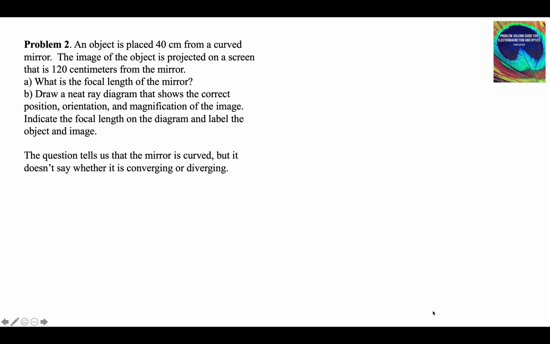The problem says the mirror is curved, but it doesn't say whether it's converging or diverging. We have to get that before we do anything. We can't even draw a diagram because we don't know which way the mirror is curved.